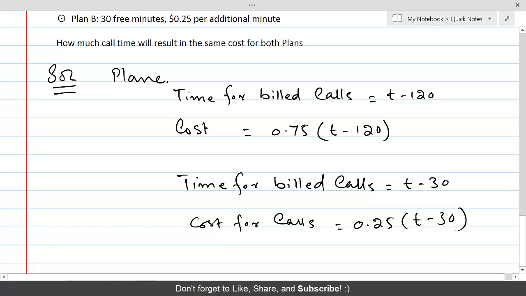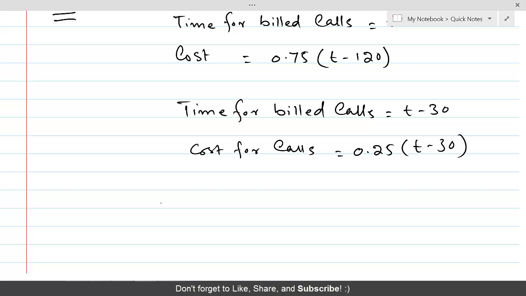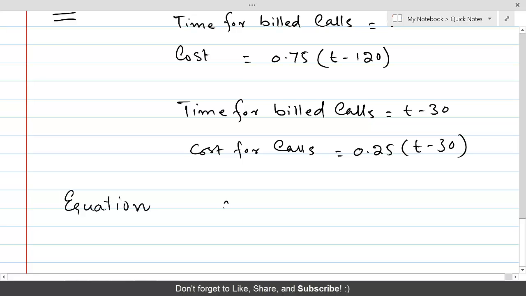And if we want to find out the time for which both of the calls will cost the same, we are going to equate both of these costs. So here the equation is 0.75 times t minus 120 is equal to 0.25 times t minus 30. So this is the required equation which we wanted to build.